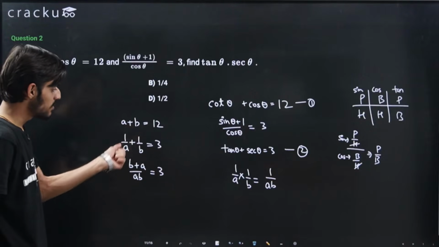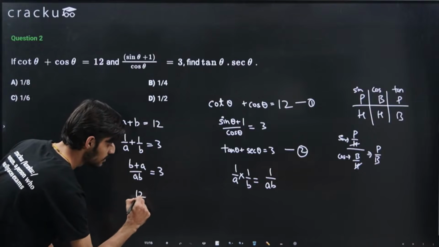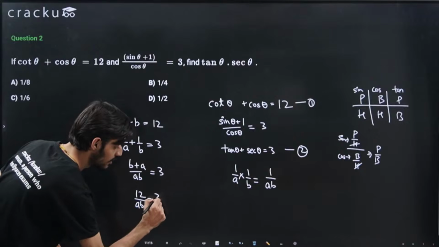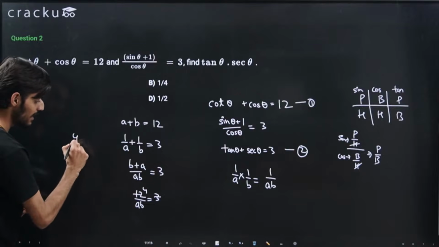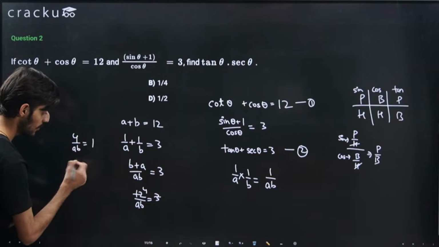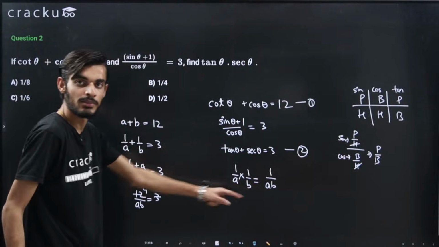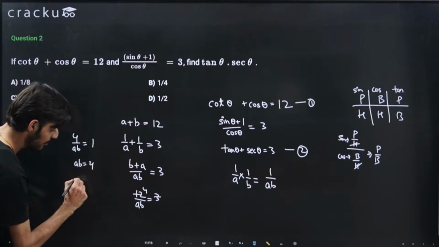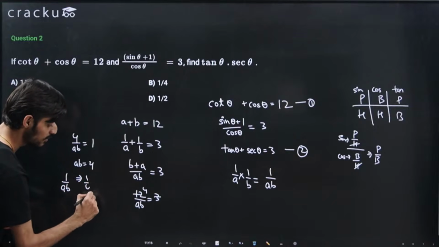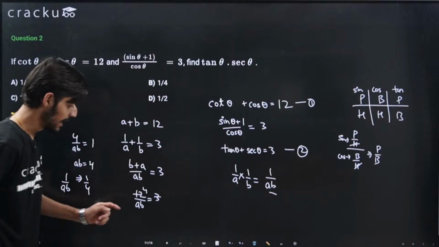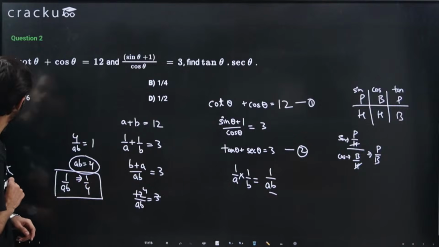Now b plus a is equal to a plus b, that is equal to 12. I can just substitute the value here. So 12 divided by ab is equal to 3. So 3 and 12 will cancel out, and what I am getting is 4 by ab is equal to 1, or the value of ab will be equal to 4. We need to find the value of 1 by ab, so we can just take the reciprocal: 1 by ab will be equal to 1 by 4. We were asked to find the value of 1 by ab, and we have already calculated the value of ab. So the final answer is 1 by 4.